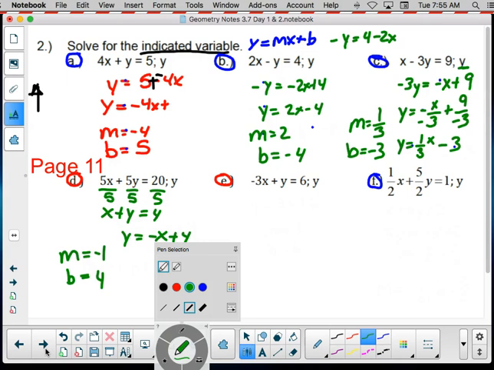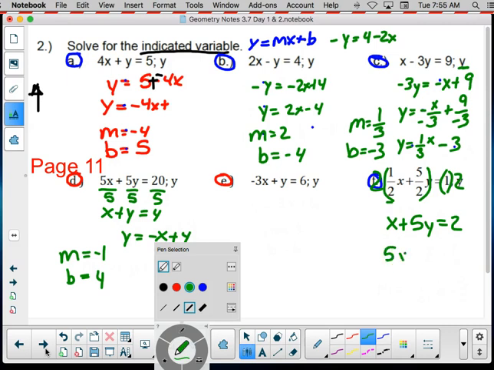The last one we're going to do today, I've got 1/2 x plus 5/2 y equals 1. The first step I'm going to do, because I have those 2's in the bottom, I'm going to multiply both sides by 2. So now I'm going to get this by 2 and this by 2. Whatever I do to one side, I've got to do to the other. But when I do that, I'm going to have x plus 5y equals 2. Now that'll make things easier for my next step, subtracting x and then dividing by 5.